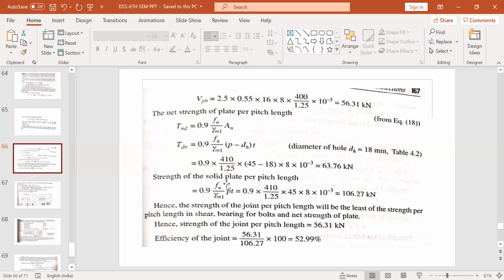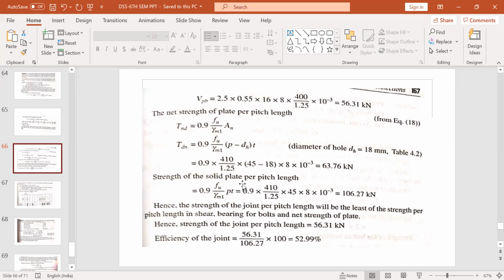Now the strength of the solid plate per pitch length. When you are finding the strength of the solid plate, you do not include the reduction. What is the strength of the plate if the holes were not made? Whenever you are making holes, remember, your strength will be reduced, because you are reducing the net sectional area. And if the stress is more, there are more chances of failure. So a lesser number of holes is better.